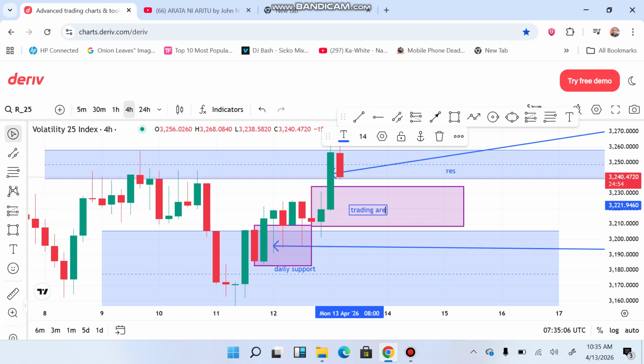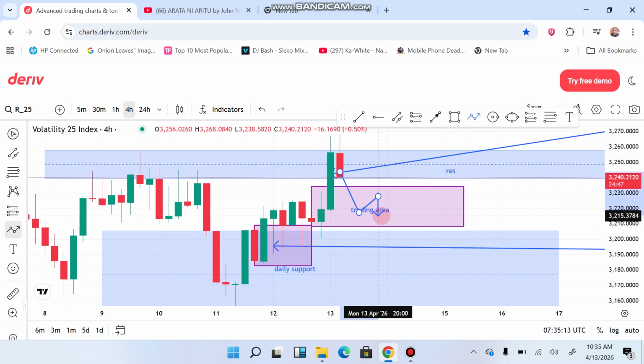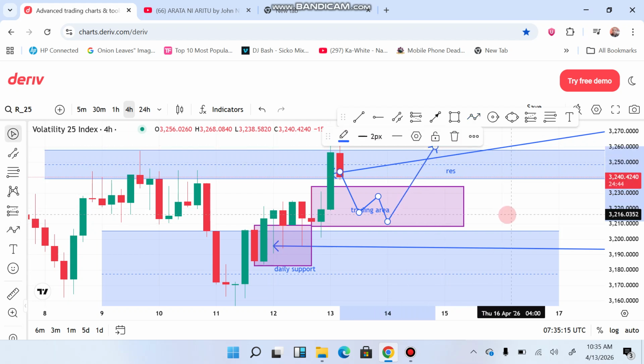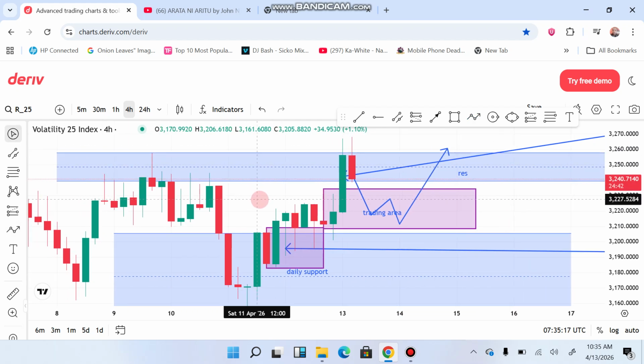This is our trading area. So if we want to take buys, we are going to take buys from this zone, guys. This is the setup I'm having today. Why are we doing this?